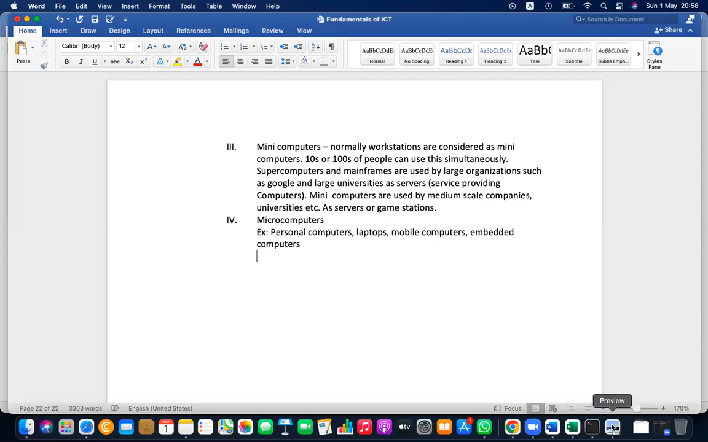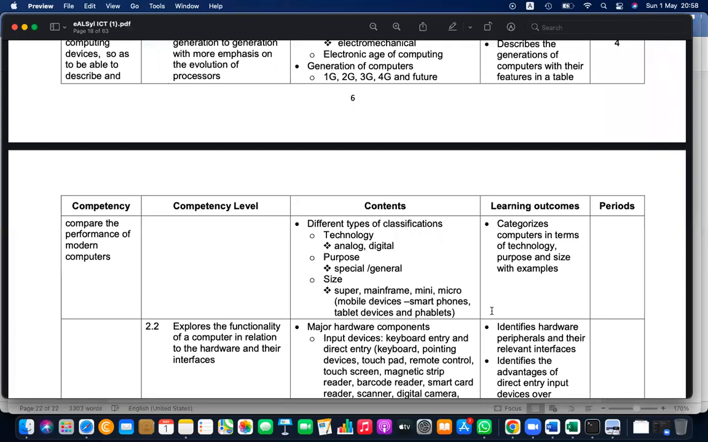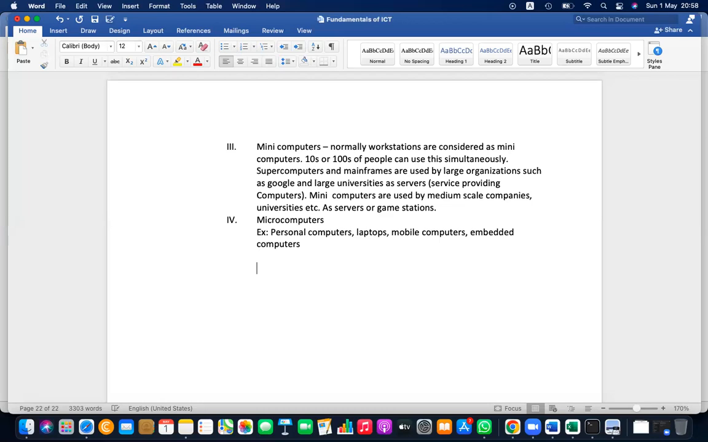So this is the second categorization. The third categorization is purpose. According to the purpose, there are two kinds of computers. General purpose, which is actually what we use in our day-to-day life. So that is general computers. And special computers.